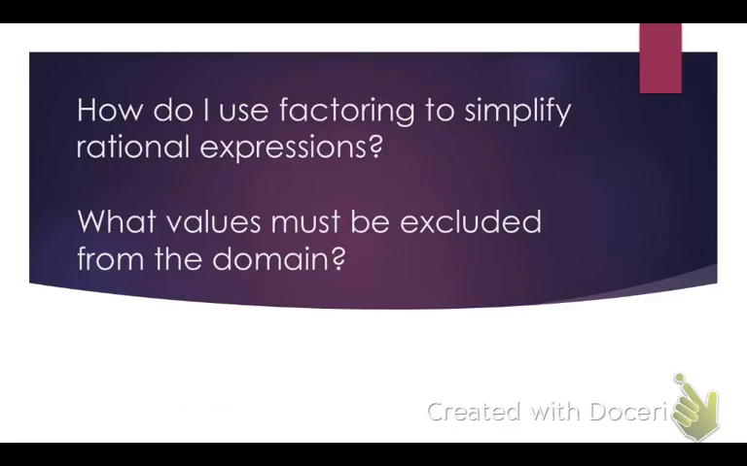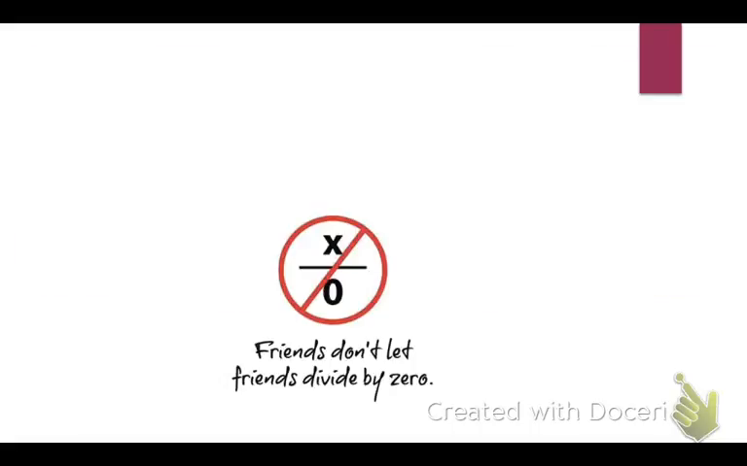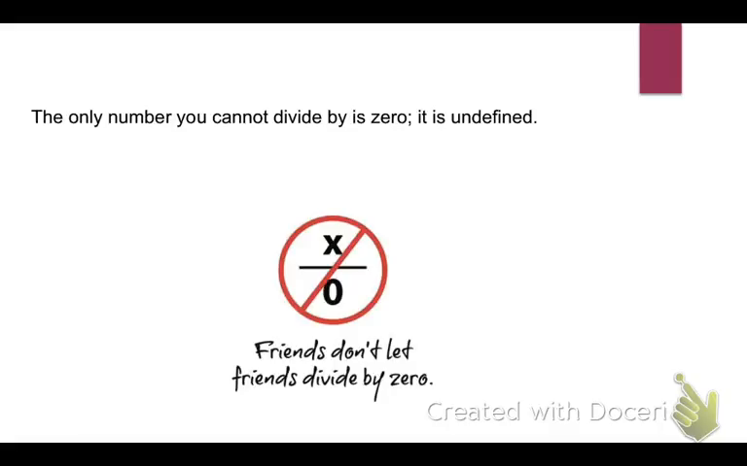Simplifying rational expressions. At the end of this lesson, you should be able to answer, how do I use factoring to simplify rational expressions? And also, what values must be excluded from the domain? So on the screen here I have a little image that says, friends don't let friends divide by zero. Dividing by zero is the one value in mathematics that is undefined.